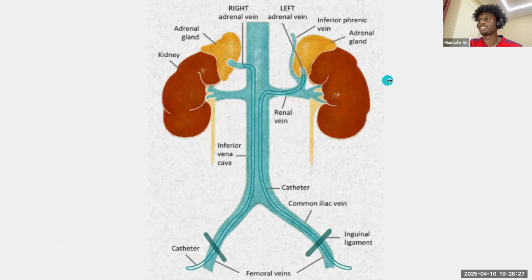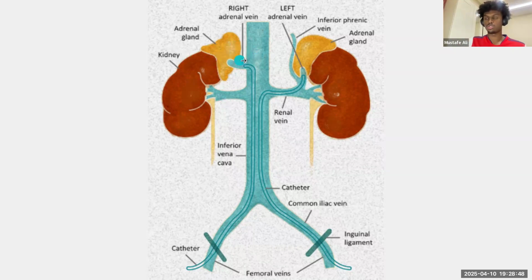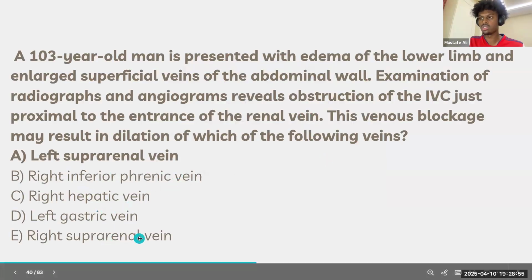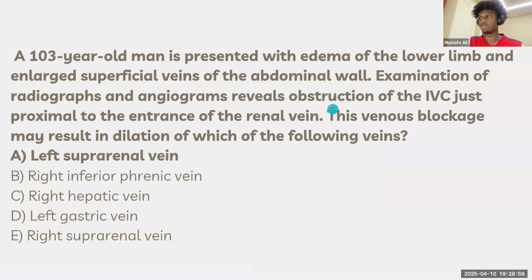Now, the left suprarenal vein drains into the renal vein because the IVC is closer to the right side. The left suprarenal vein is a really short vein, so it would go into the long vein, which is the renal vein, and then drain into the IVC. Whilst the right adrenal vein, because the IVC is closer to it, will drain into it directly. Okay. And that's why the answer for this question was the left suprarenal vein. All the right structures drain into the IVC directly, so they won't be affected if the renal vein had an obstruction.